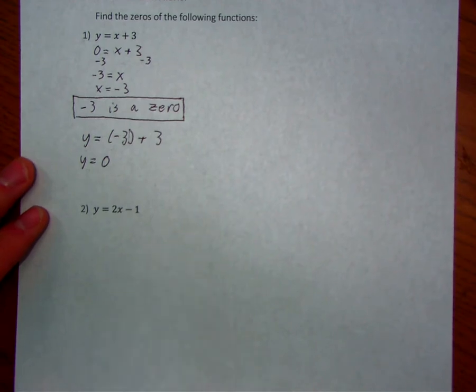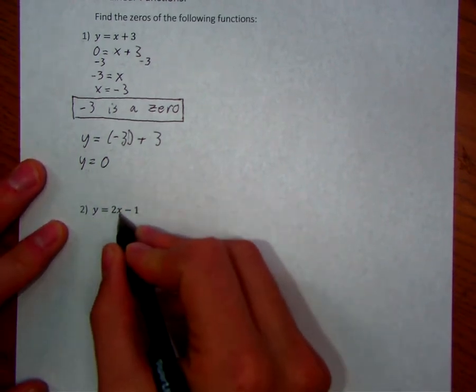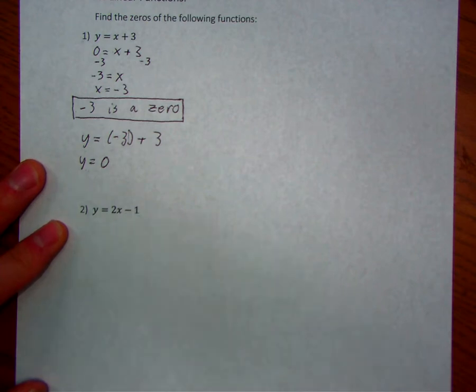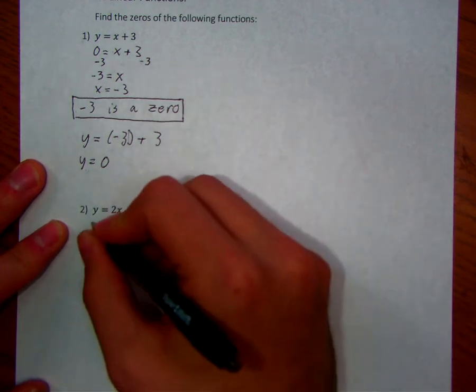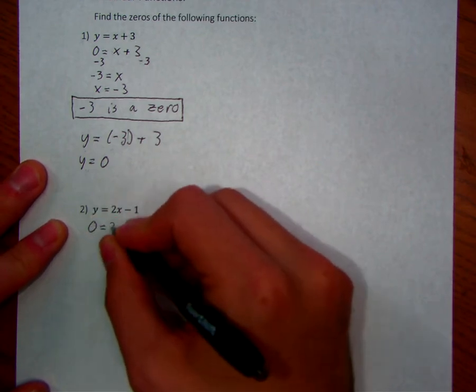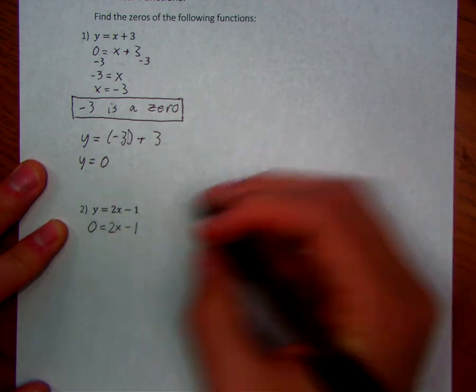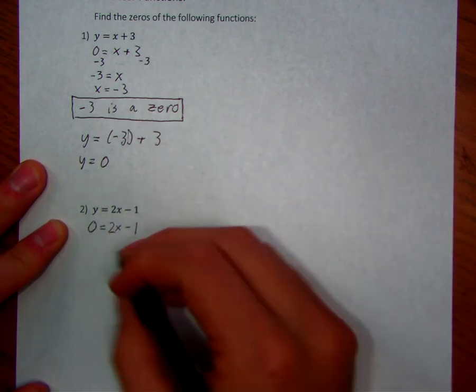Let's do another function here. I'm going to try to find the 0 of this linear function. y is equal to 2x minus 1. Well, just like before, to find a 0, I'm going to set y equal to 0 and figure out what x needs to be for that. So I'll just do some algebra to figure out now what x needs to be.